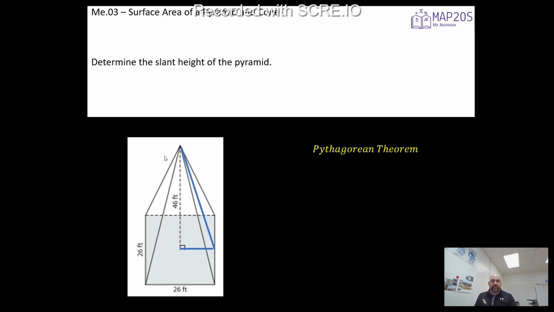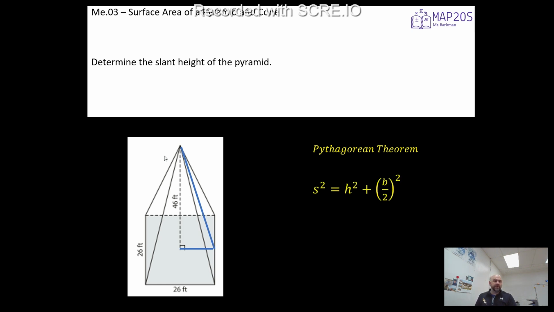We know our height. That's going to be our A value. Our B value is going to be the bottom distance, and the bottom distance is half the base. You'll notice the base distance is that 26 feet, and we're going to be dealing with half of it. So that's going to be our B value. And then our C value is going to be our slant height.